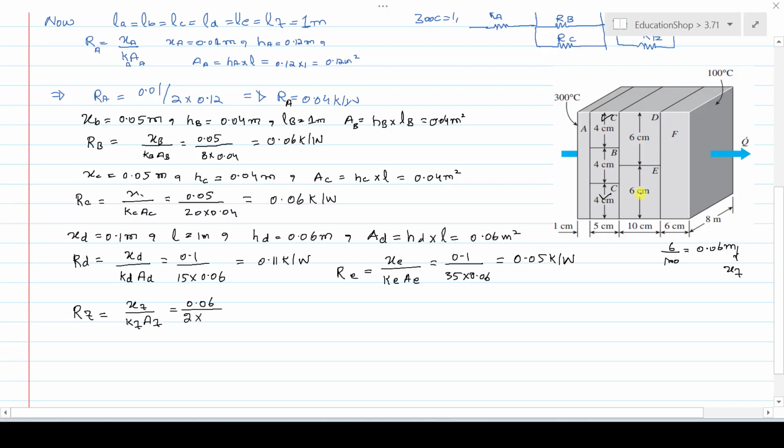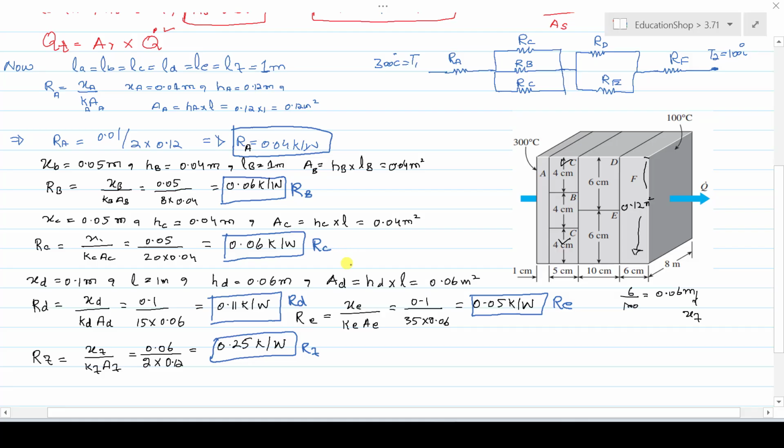Simply add this 6 centimeter and 6 centimeter, it becomes 12 centimeter. Divide by 100, it becomes 0.12 meter. This is the total height. So here we write 0.12 meter square. When you solve this on the calculator, it will give you the resistance offered by this section, that is 0.25 Kelvin per watt. Now let me encircle all the resistances of every section.